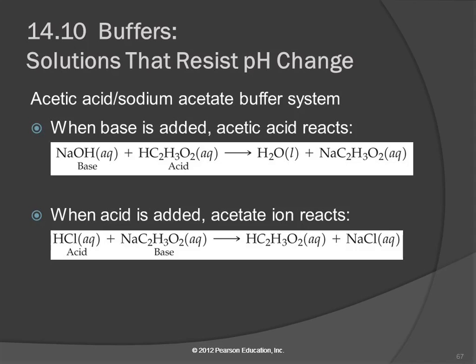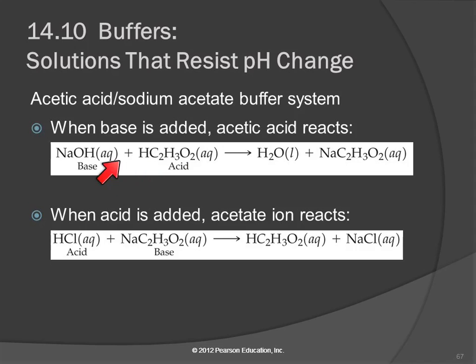So here's an example of a buffer system: acetic acid with sodium acetate. Acetic acid is not one of those 6 acids we learned about as being a strong acid. Acetic acid is a weak acid, meaning it does not dissociate completely into ions. In fact, most of it is present as the molecule.